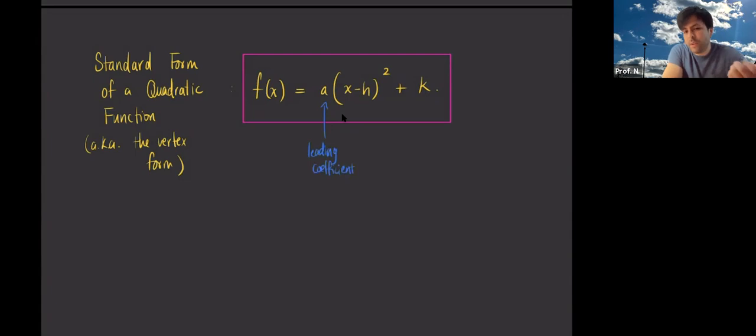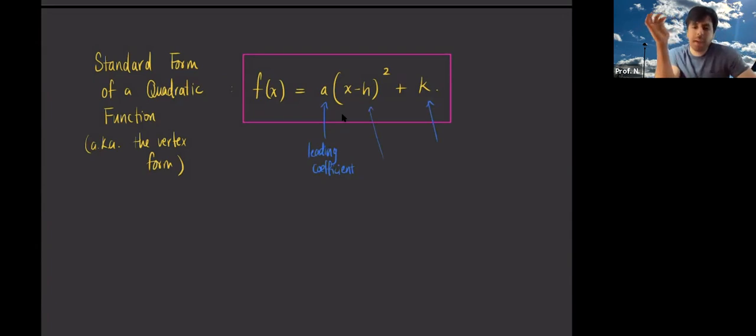If it's positive, opens upward, minimum. If it's negative, opens downward, maximum. So that a value still gives you that same information. Now we have something a little different though. We have this h and we have this k value. So what are those h and k values going to give me? I don't have the b anymore and I don't have the c anymore.